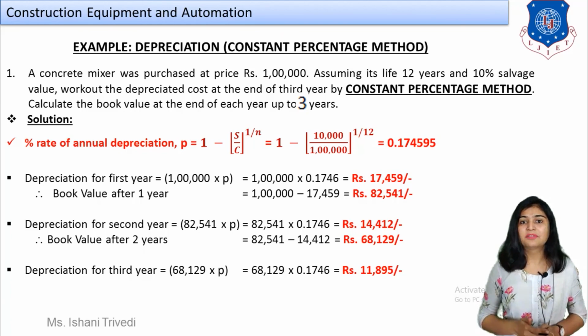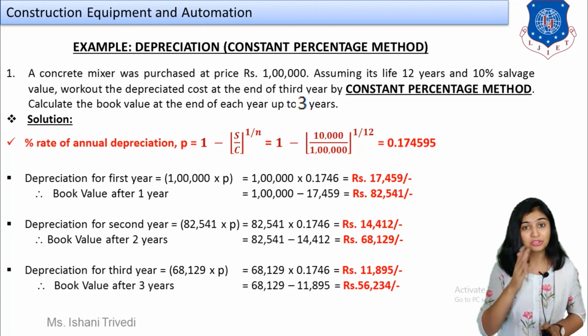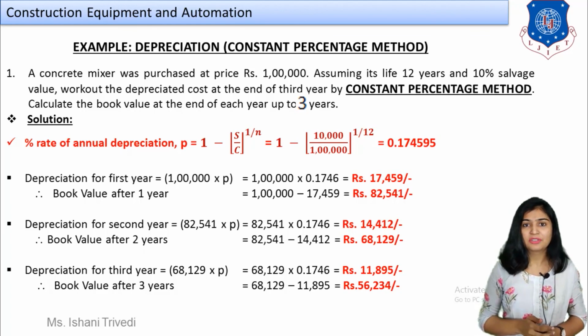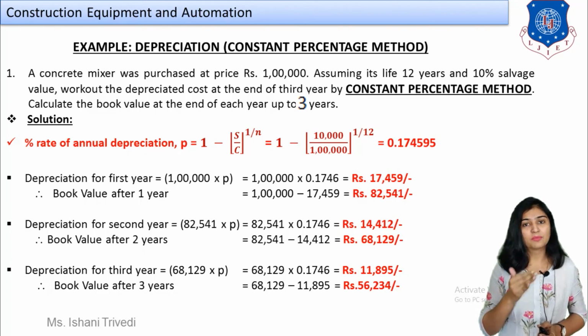Similarly, we will calculate the depreciation for the third year by multiplying the last book value by the constant percentage, that is 68,129 multiplied by P. That gives you 11,895. So your book value at the end of 3 years will be the last book value minus the depreciation at that particular year, that is 56,234 rupees. So this will be your book value at the end of third year if you want to sell it off.